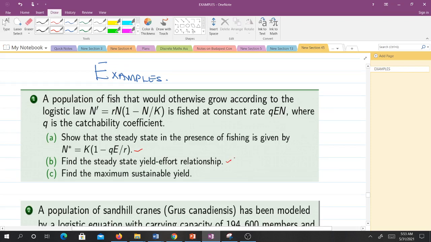And the C part says we should find the maximum sustainable yield. The maximum sustainable yield. Okay. Alright, then after that, this is going to be on the constant effort harvesting.